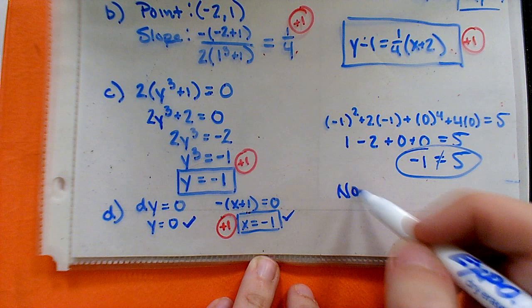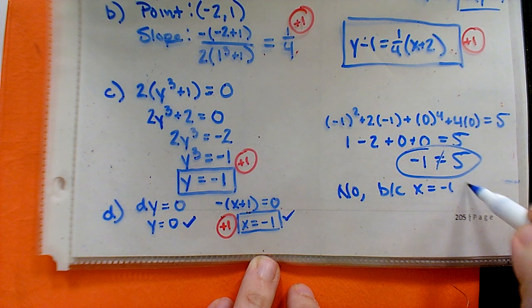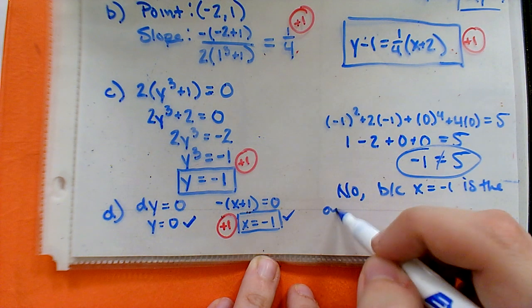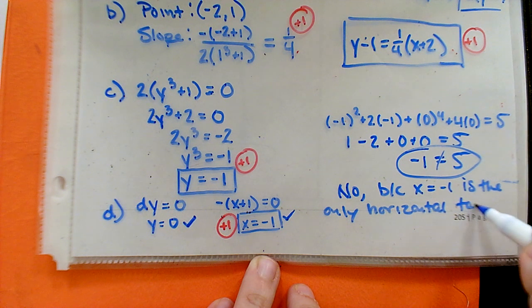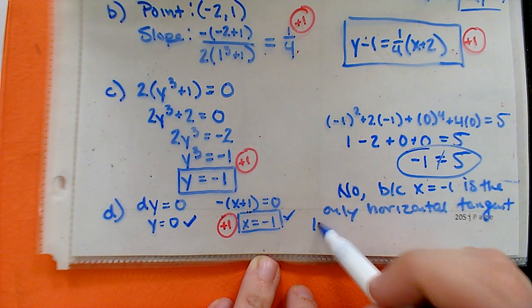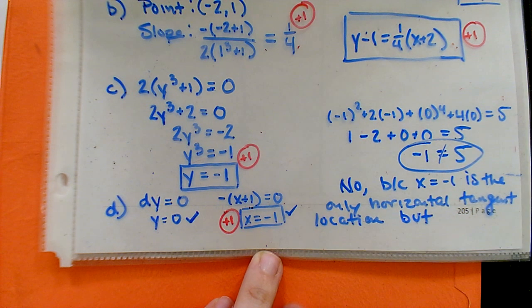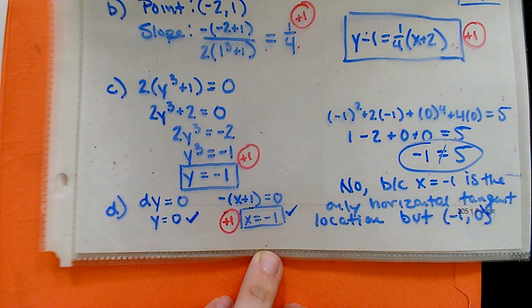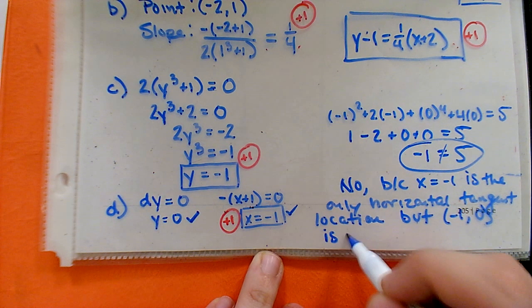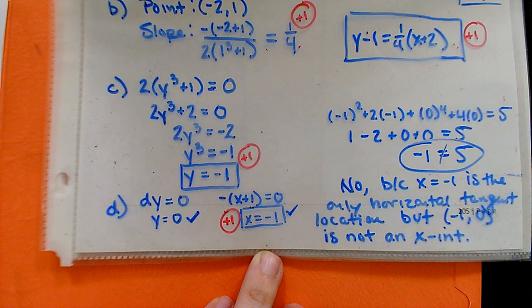Okay, so we'll say no because x equals negative 1 is the only horizontal tangent location, but the point negative 1 comma 0, the x and y that we checked in the original equation, is not an x-intercept.